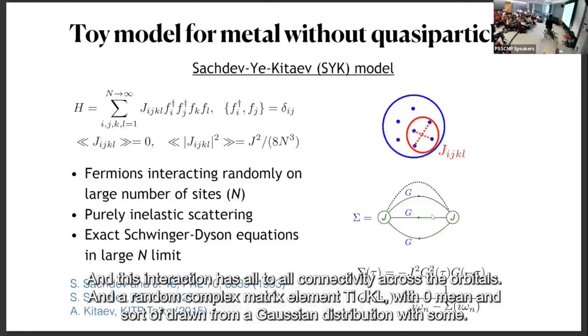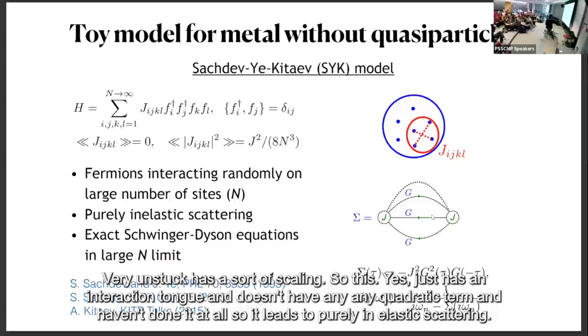This interaction has all-to-all connectivity across the orbitals and a random complex matrix element J_ijkl with zero mean, drawn from a Gaussian distribution with some variance that has a certain scaling in N. So this just has an interaction term. It doesn't have any quadratic term in the Hamiltonian at all. So it leads to purely inelastic scattering.